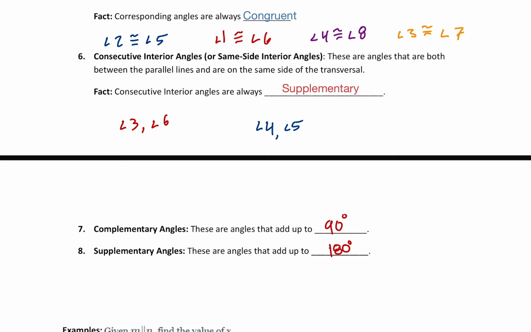Complementary and supplementary angles. A good way to remember this is a complementary angle is going to look like a right angle, whereas a supplementary angle is going to look just like a straight line. So a linear pair is supplementary angles. They add up to 180 degrees, okay?